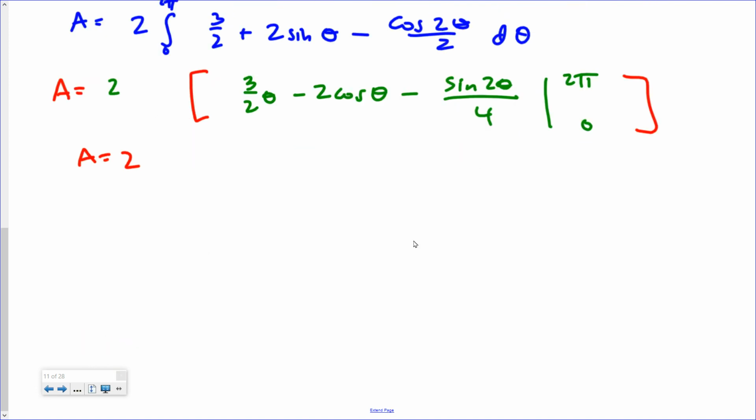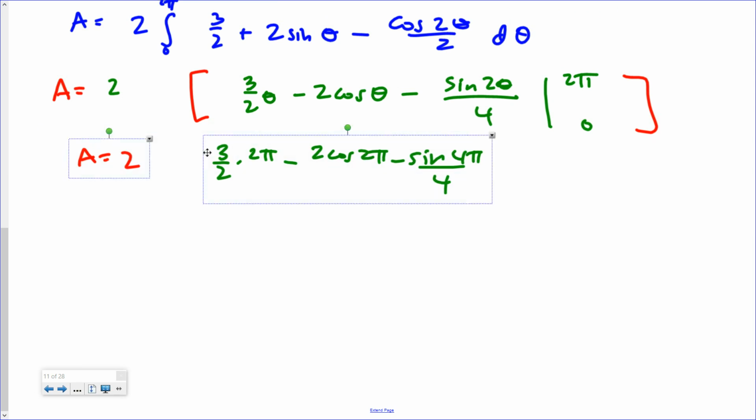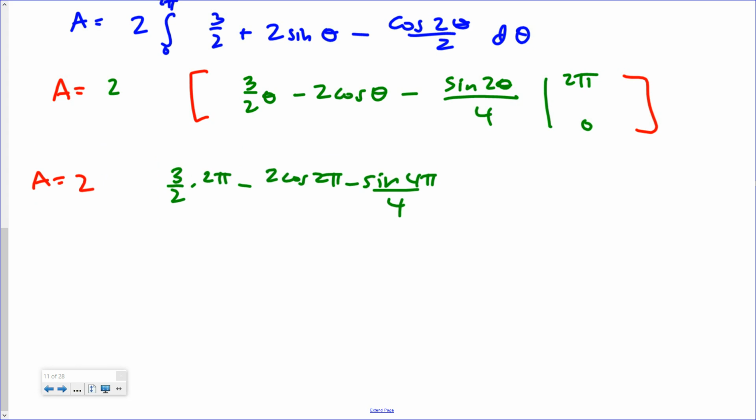Yeah, you plug in. So first plug in your 2 pi. So this will be 3 halves times 2 pi minus 2 cosine 2 pi minus sine 4 pi over 4. So first you plug in the 2 pi, then you plug in the 0. So if you plug in the 0, I have 0 minus, be careful guys, 2 cosine 0 is not 0, minus 0. Then you slap a minus sign between. Make sure it's minus this entire quantity. And when you're done, you're going to multiply this by 2.